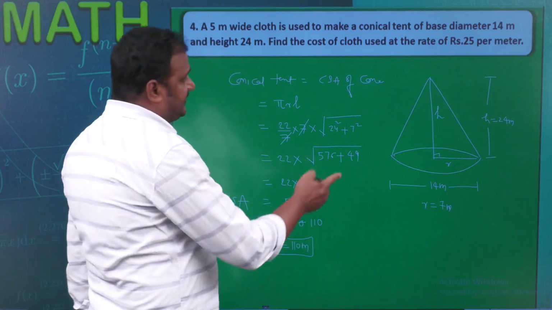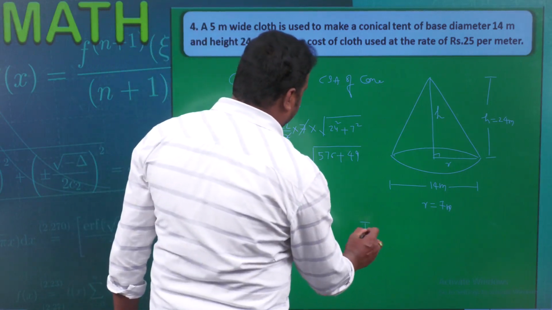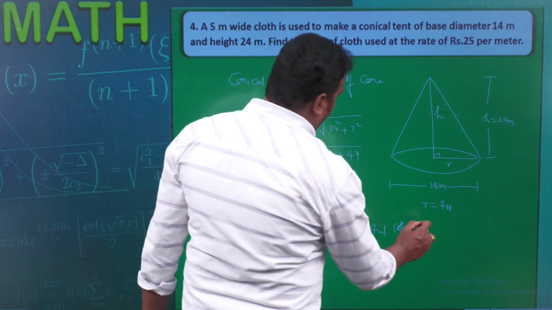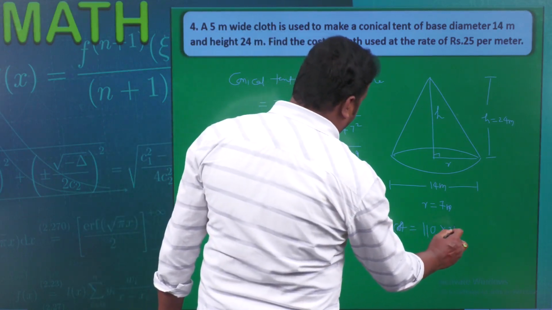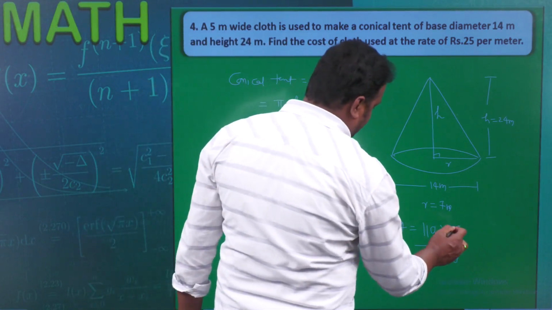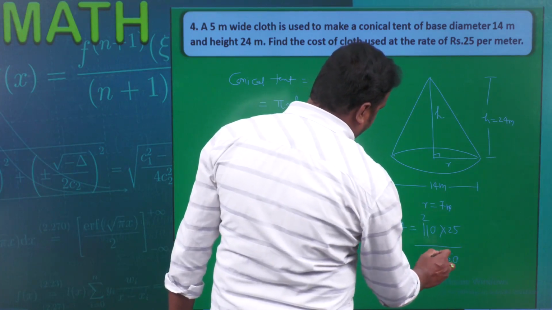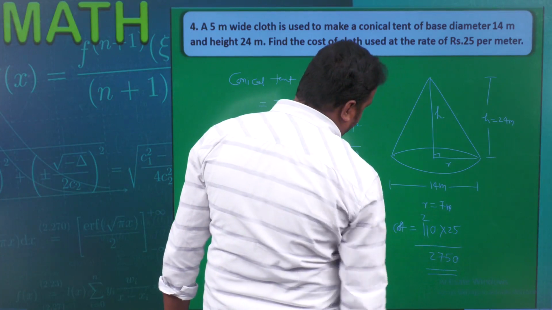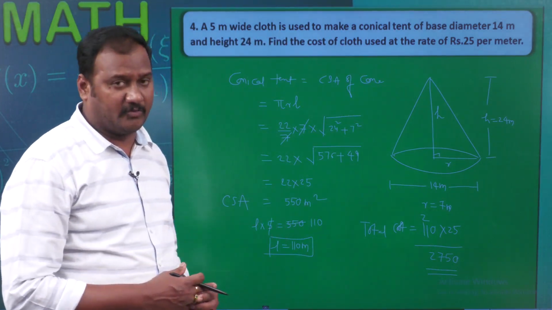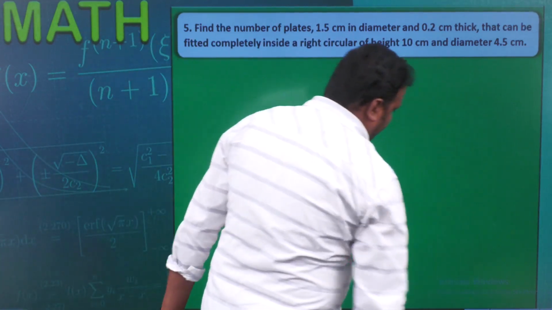Okay. So each meter is given to be how much? 25 rupees, right? So therefore the total cost of the cloth required is equal to 110 into 25. Okay. So 110 into 25 is how much? 25 zeros are 0, 25 ones are 25, 25 ones are 25 plus 2 is equal to 27. So the total cost of the cloth is going to be 2750 rupees. You understand? Right. Moving on to the next problem.